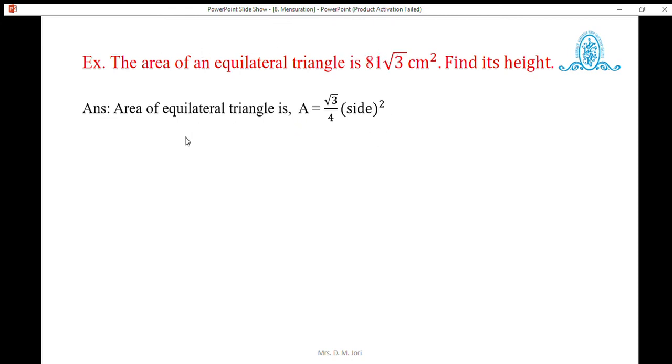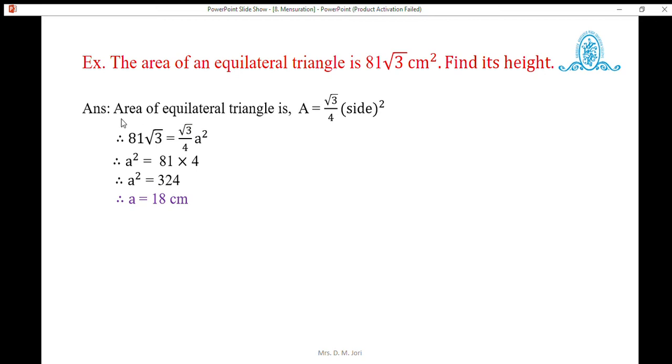But as we know, the formula of an equilateral triangle is root 3 by 4 into side square. So use this formula, just equate the two terms. 81 into root 3, this is already given in your question. It's the area of the equilateral triangle. So this must be equal to root 3 by 4 into side square. So when you equate it, you will get the side of that equilateral triangle. After simplifying it, we have assumed that the side is small a.